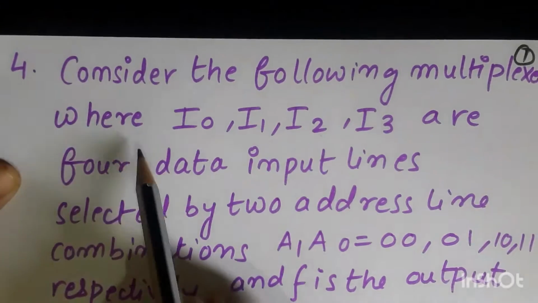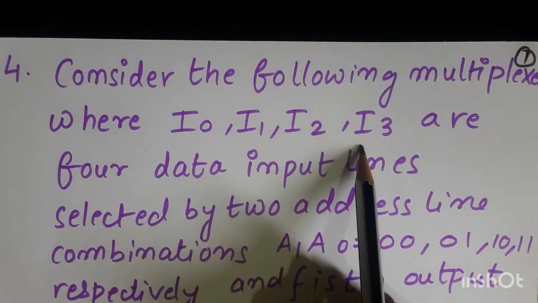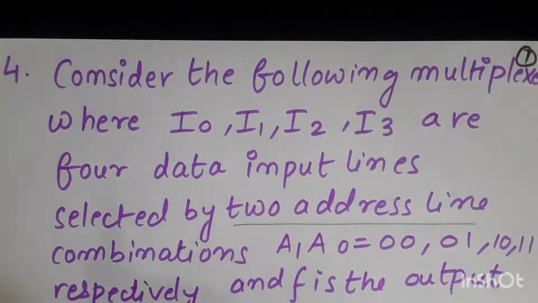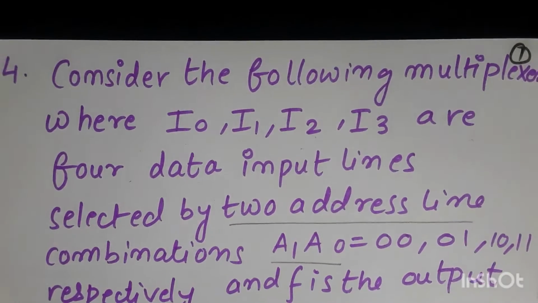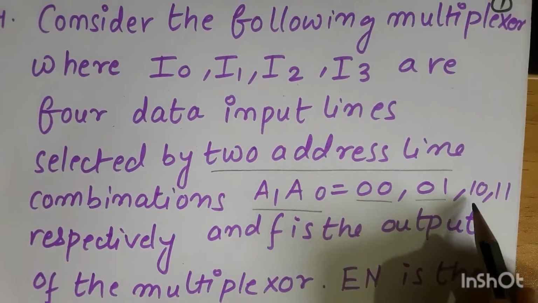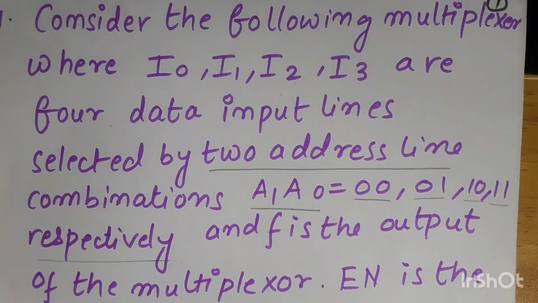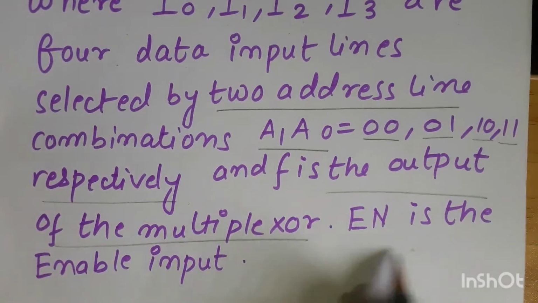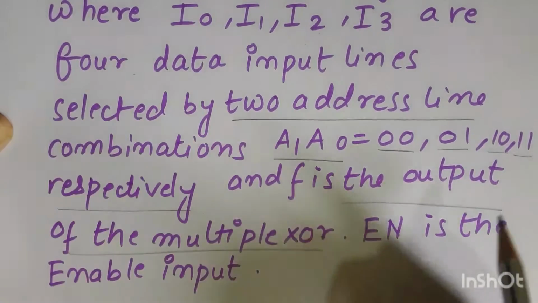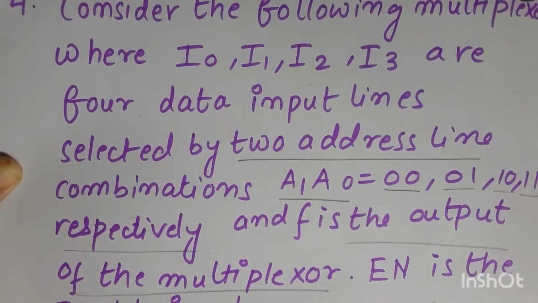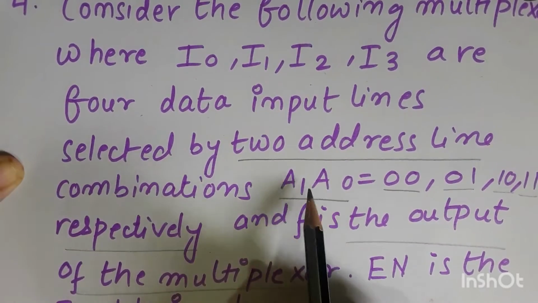Today we are going to consider the following multiplexer where I0, I1, I2, I3 are four data input lines selected by two address lines A1 and A0. A1 and A0 have the combinations 00, 01, 10, 11 respectively. F is the output of the multiplexer and En is the enable input. We have four inputs I0 to I3, so it is a 4 cross 1 multiplexer. The address lines are the select lines A1 and A0.